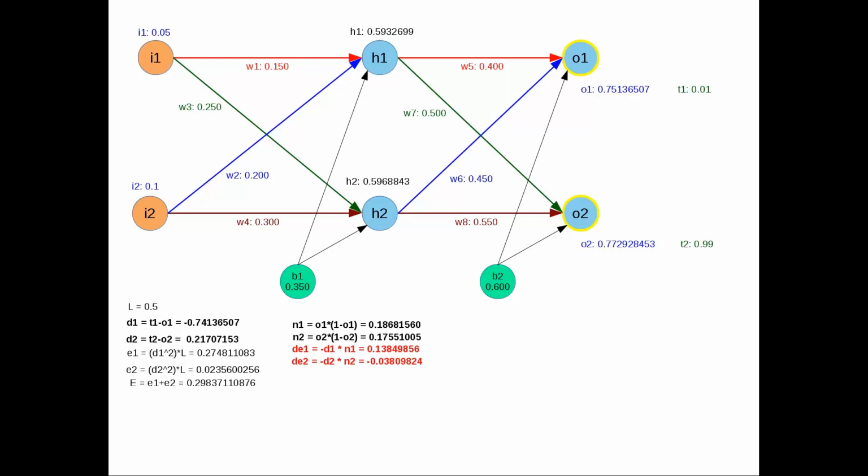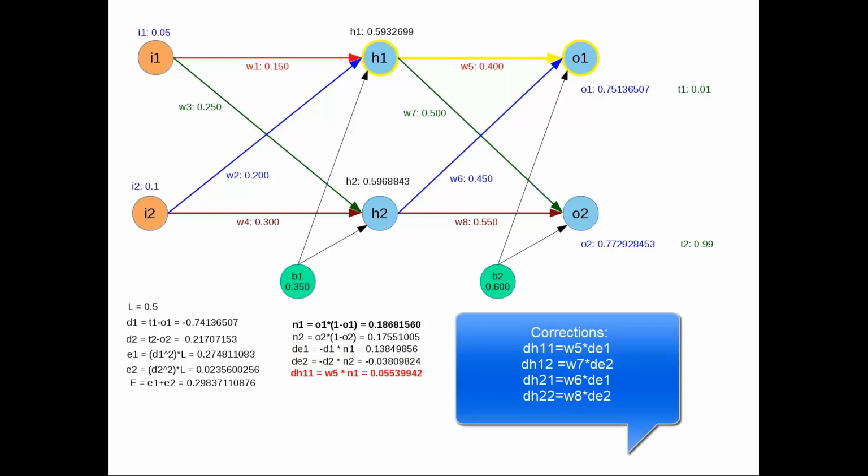So for output 1 we have the delta error that we calculated earlier multiplied by our net delta error, giving us delta error 1 or DE1. And the same is repeated for output 2, giving us delta error 2, DE2. We now calculate how much hidden layer neuron H1 affects output 1 of our network, which it does through W5. So we have DH11 equal to the weight of W5 multiplied by the net delta 1.